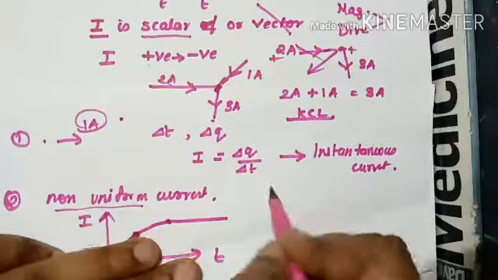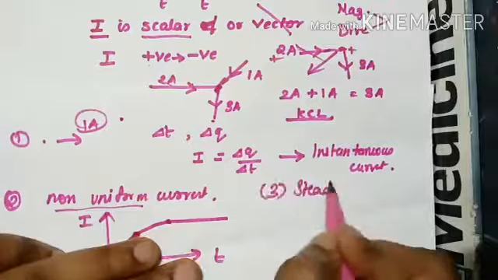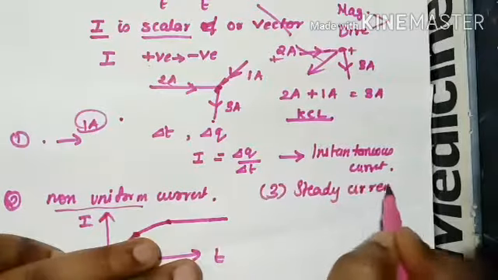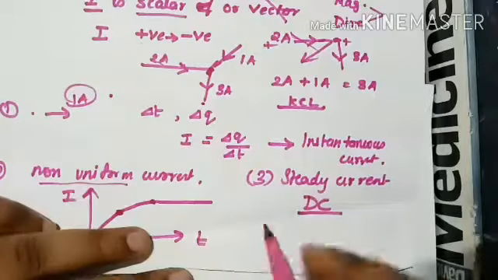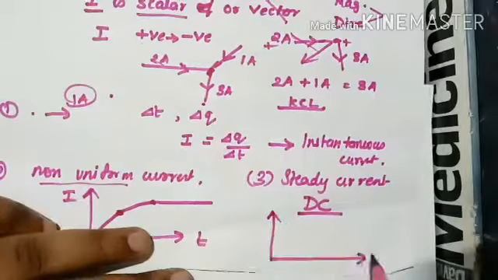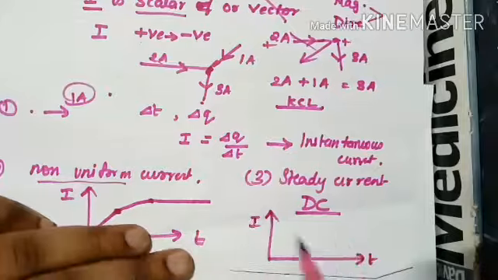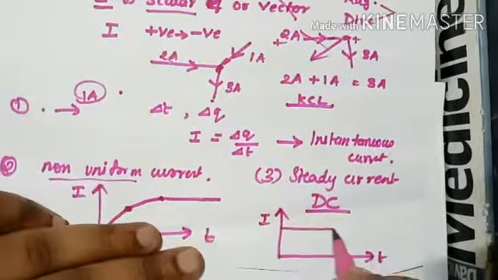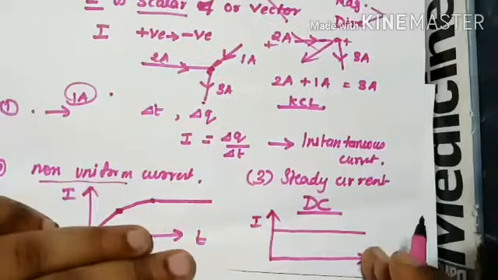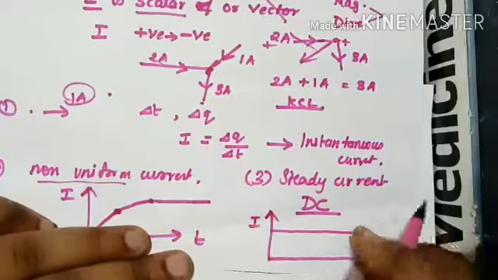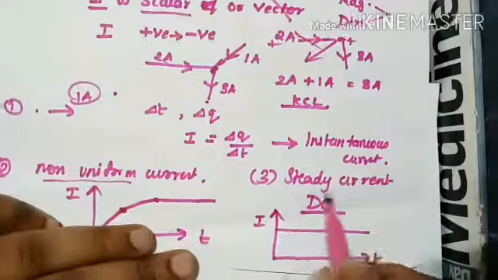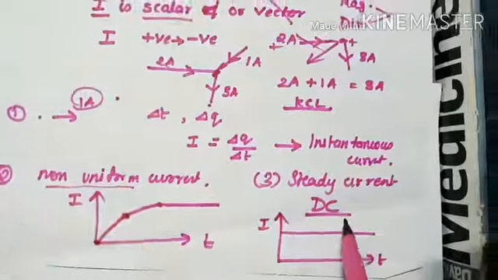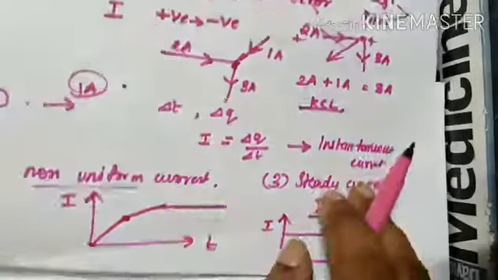Then you will say, if it is non-uniform, what will be the opposite of it? Steady. So the third type of current is steady current, or the name which you know, DC, direct current. What do you mean by direct current? If I take a graph like this, with I on this axis and t on this axis, the current is always steady. Whichever time interval you take, the current will have a uniform, same value. So you can say this is a uniform current or steady current, or it can be termed direct current. This much clear?